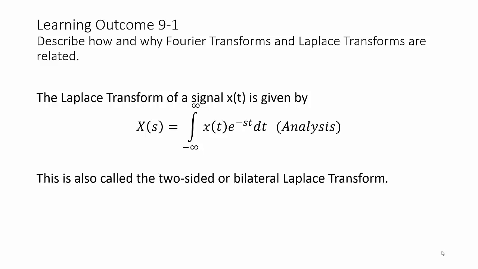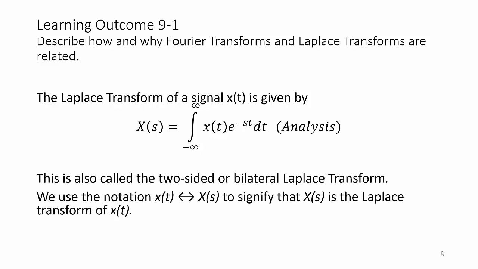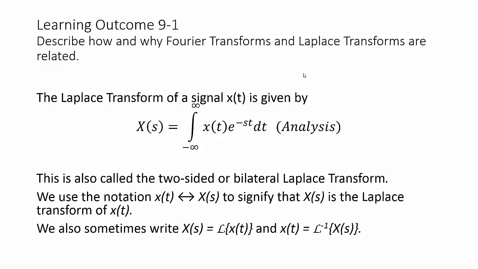This is also called the two-sided or bilateral Laplace transform. And we use the notation with an arrow because x of t is not equal to X of s. x of t will have variables of t, X of s will have variables of s, and they should not have the opposite variable in them. And sometimes we use the script letter L around our time signal to indicate that we're taking a Laplace transform, and L inverse to indicate that we're taking an inverse Laplace transform. This is notation you will often see and need to be familiar with.